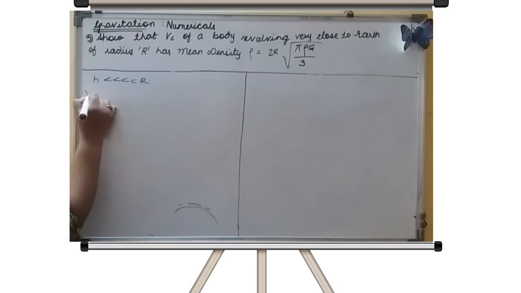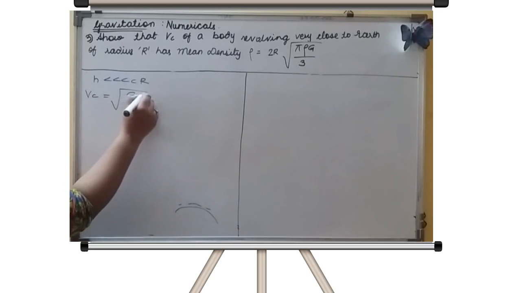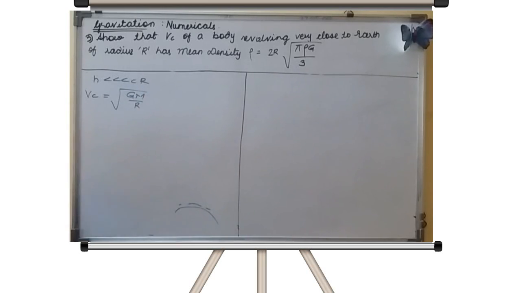Also, by critical velocity, we just derived that Vc is equal to root of Gm upon r. Let us take this as equation number 1. Also we know that mass is equal to V rho, volume into density. What is volume? Formula for a spherical body: 4 pi r cube upon 3, and rho we will write as it is. We will substitute equation number 2 in equation number 1, here in m.